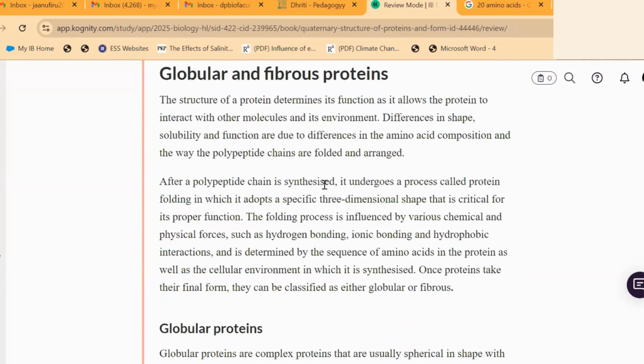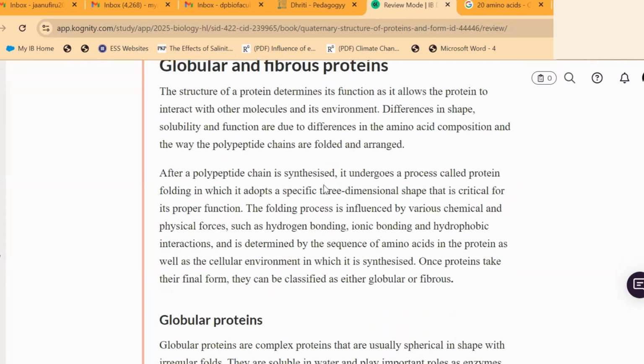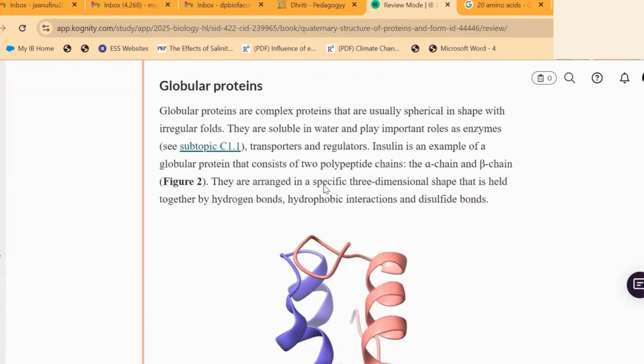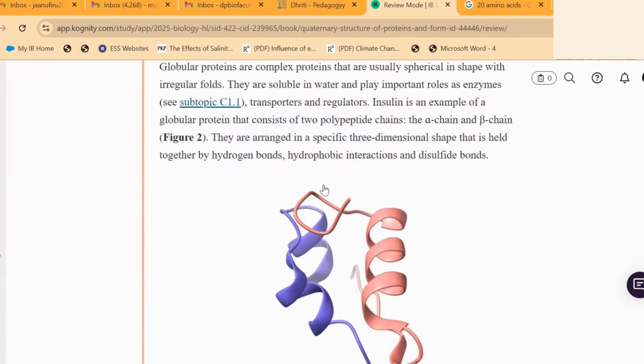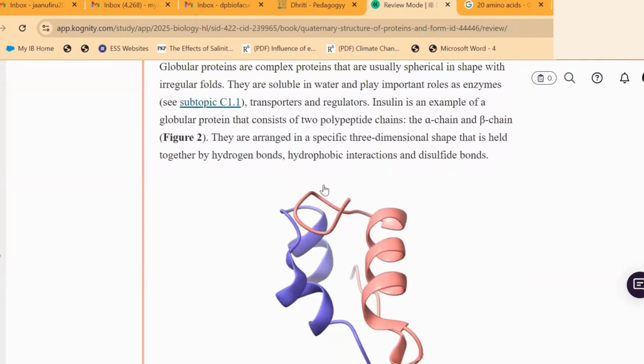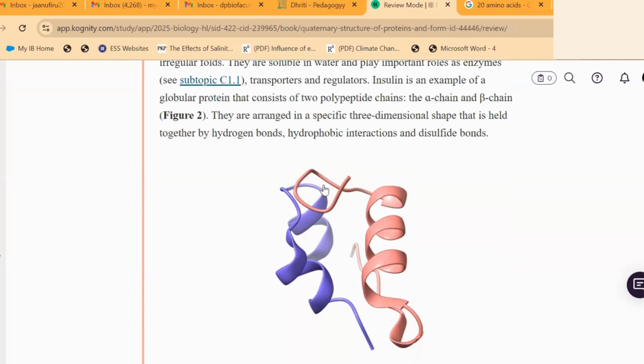The last one is globular and fibrous protein. As I explained to you, globular is spherical, soluble in water, because mostly of the hydrophilic exterior and hydrophobic interior. And they play an important role as enzymes, transporters, regulators. Insulin is the best example, with two polypeptide chains.